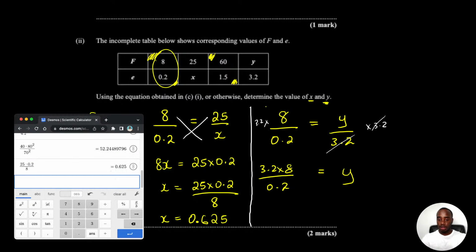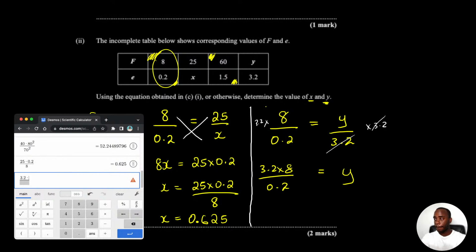So 3.2 times 8 divided by 0.2 is 128. So therefore y is going to be equal to 128. So those are the values of x and y. Alright?